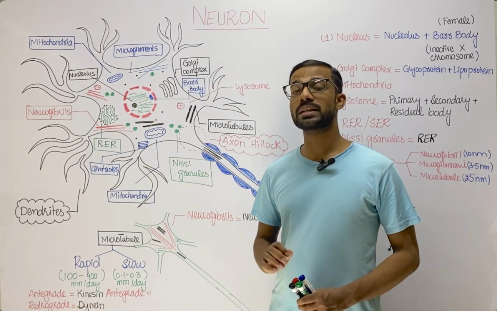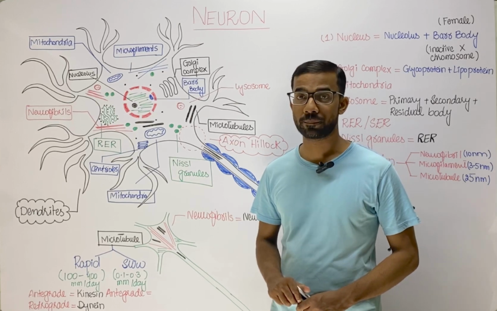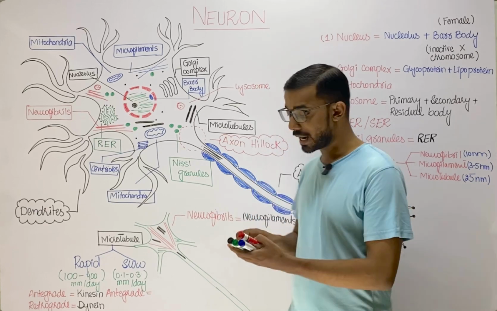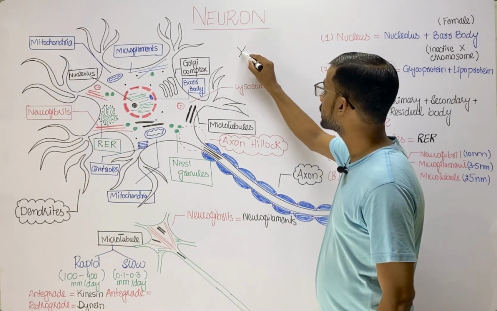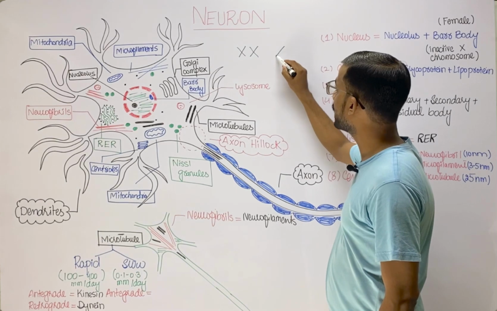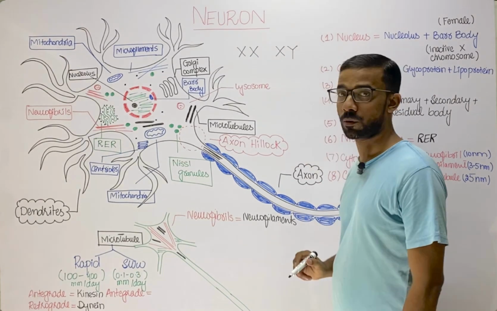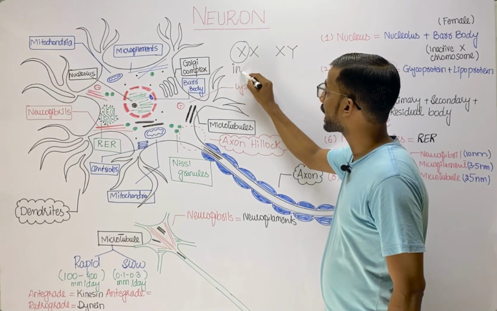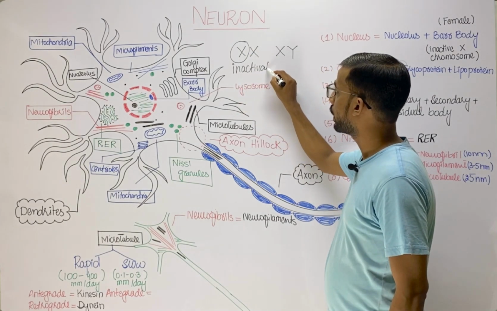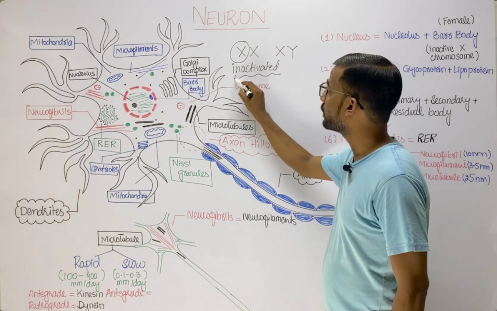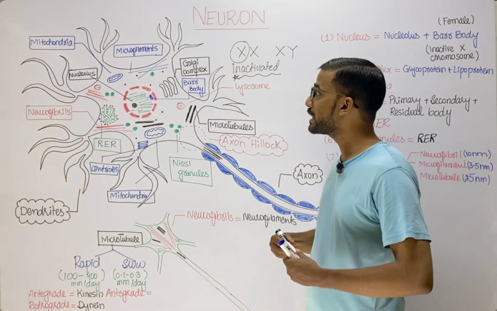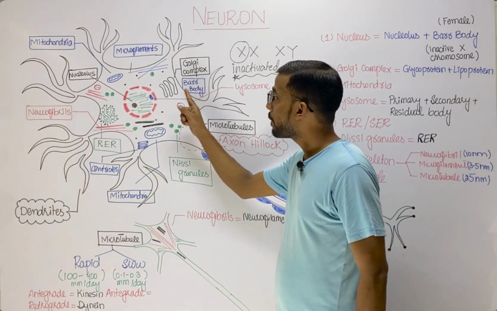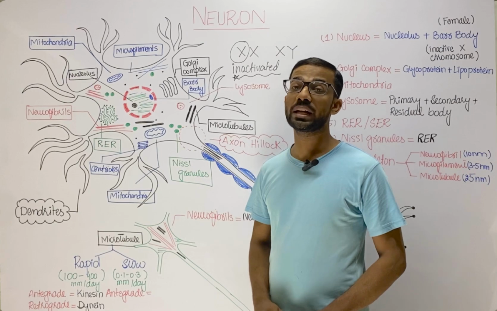Barr bodies are present only in the case of females, because in females you will see the pair of sex chromosomes, XX. In females, there are sex chromosomes XX, and in males there are X and Y sex chromosomes. In females, one X chromosome becomes inactivated, and due to the inactivation of the X chromosome, it looks like Barr bodies under the microscope. These Barr bodies are present just beneath the nuclear envelope.